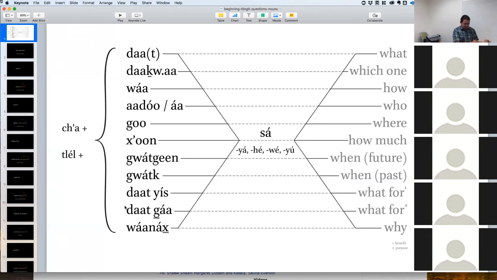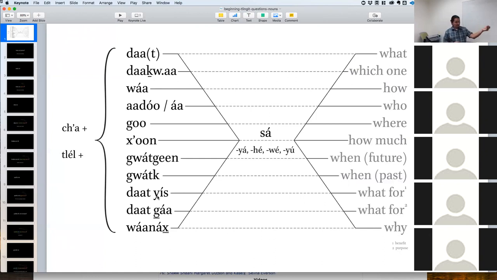Then there's three related ones, but they're different. So the first one is for what, but it's sort of like for the benefit of what. Let's say I was cooking something, you were asking, who am I cooking it for, or what is it, you know, it's going to be given to something, or it's going to benefit something. So that one you would say, dot yissa. And then the next one is like to go after something, right?